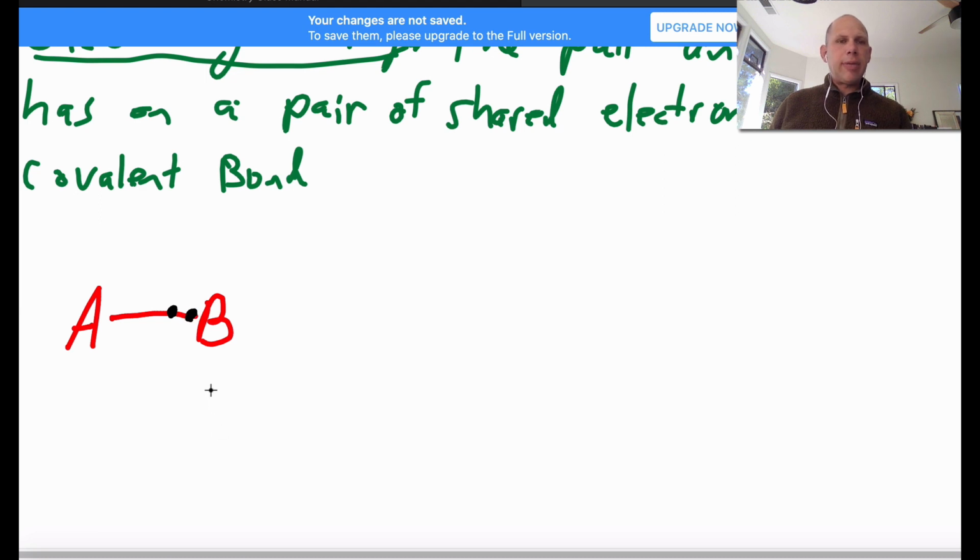closer to B. And we actually draw an arrow pointing to B. Put a little line here. And this means that if this is A's side over here, and this is B's side over here, most of the electrons are on the B side. And this is called a dipole.